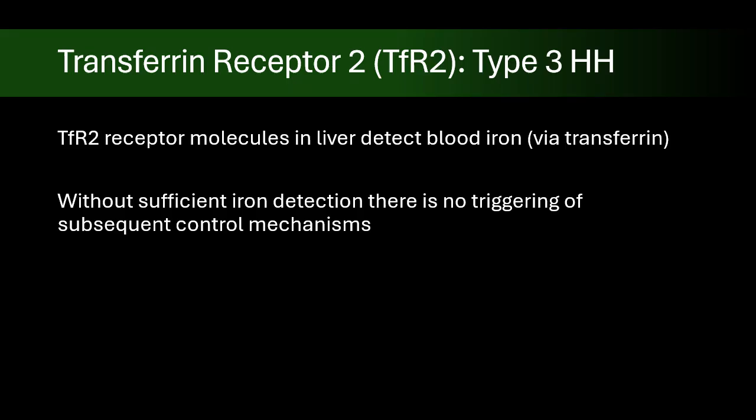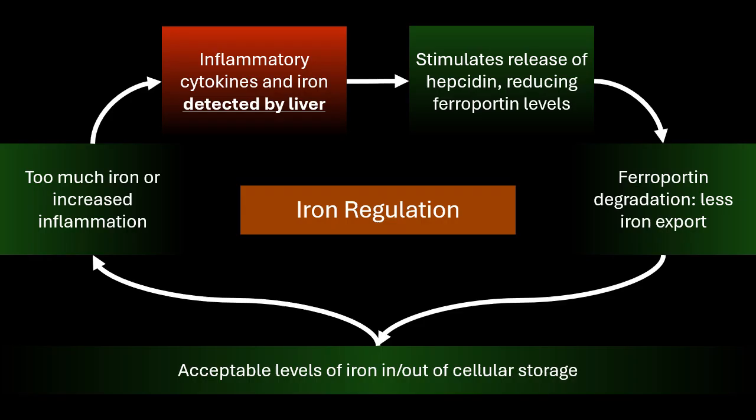Type 3 haemochromatosis is a mutation on the gene that codes for transferrin receptor 2, or TFR2. And this is a receptor molecule on liver cells that can detect the level of iron in your blood via transferrin. And of course, like HFE, mutation on this gene will affect the detection of iron levels in the blood.